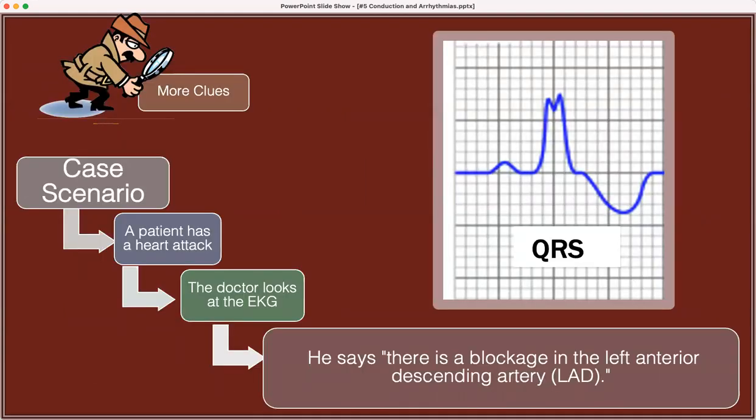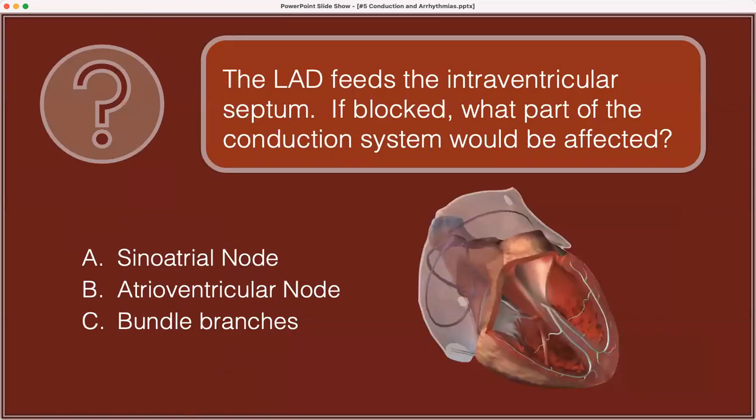So, more clues, another case scenario to look at the EKG. A patient has a heart attack. The doctor looks at the EKG and says there is a blockage in the left anterior descending artery. The left anterior descending artery feeds the interventricular septum. If blocked, what part of the conduction system would be affected? Would it be the SA node, the atrioventricular node, or the bundle branches?